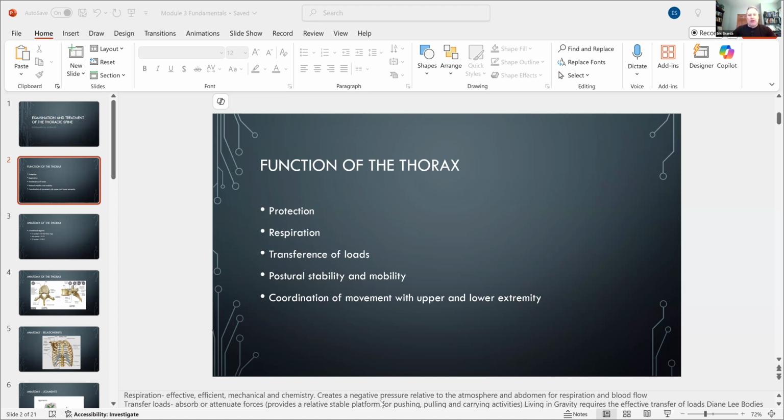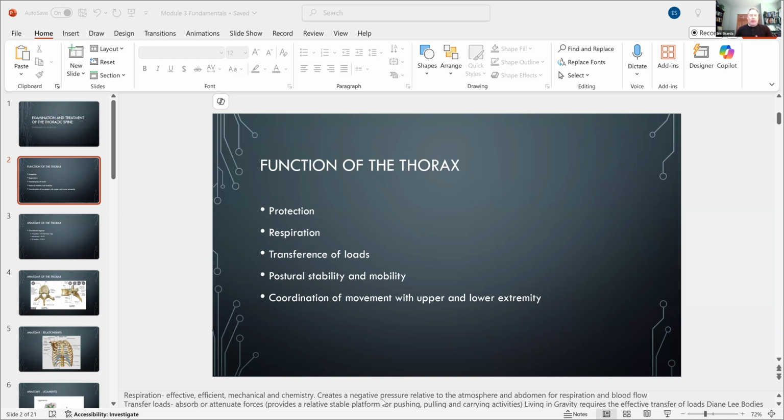The next two things here, the transference of loads and postural stability and mobility, I would almost tend to group those two things together. Basically, the idea is the thorax is what we call a great adapter. Gail Malloy used to call it that all the time. Very flexible, very pliable region of the body. There's something like 136 joints within the thorax. I think it depends on how you view some of the manubrial joints and things of that nature, whether or not they actually move.